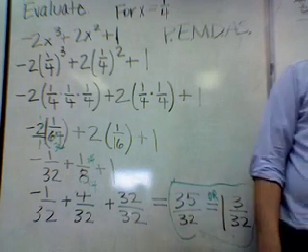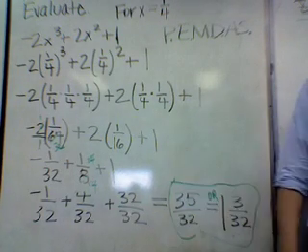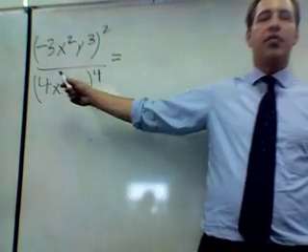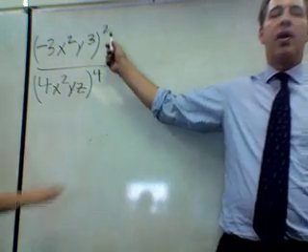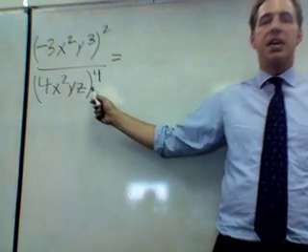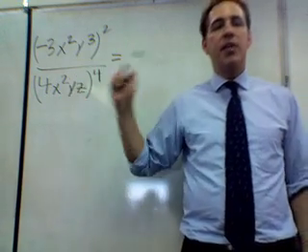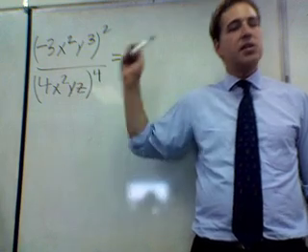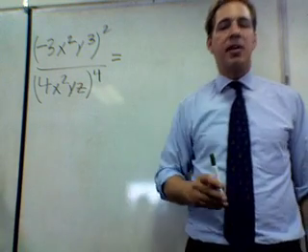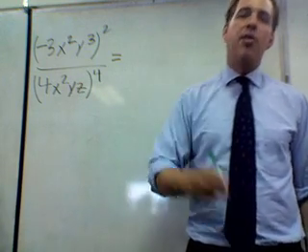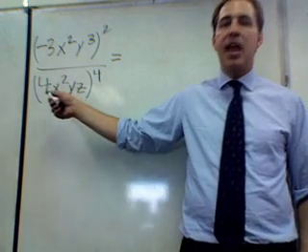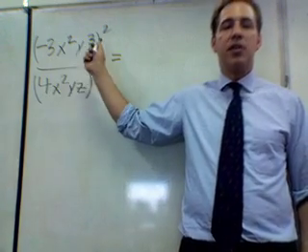Other questions? Okay. Negative 3x squared y cubed all squared over 4x squared yz to the fourth power. The key, someone asked, well, can't we just cancel the x squareds? No, because you've got, again, the PEMDAS thing. Parentheses, exponents, then multiply, divide. If you were to cancel, it would be dividing, and you can't do that until you deal with the exponents.